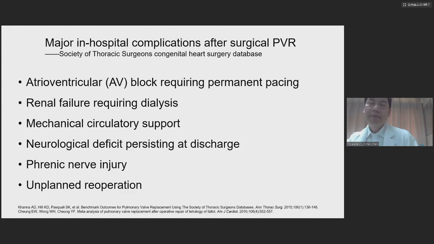A survey of the STS congenital heart surgery database shows the major in-hospital complications after surgical pulmonary valve replacement, including AV block requiring permanent pacemaker, renal failure requiring dialysis, mechanical circulatory support, neurological deficit persisting at discharge, phrenic nerve injury, and unplanned reoperation.